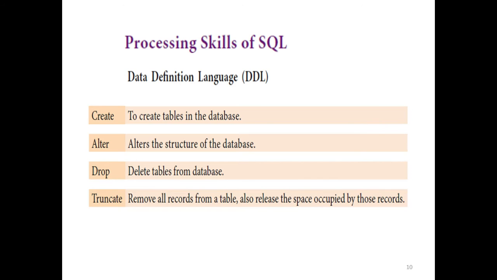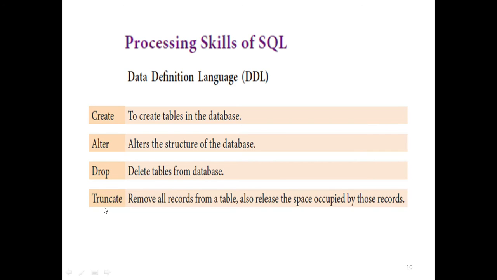The first command is how to create a table. If you create a table, you use the create command. The create command is used to create a table in a database. And then suppose you alter the structure, you apply alter. To alter the structure of the database, a correction, we simply say alter. Then drop: if you delete the table from the database, you apply drop.